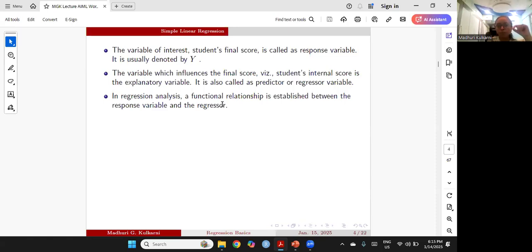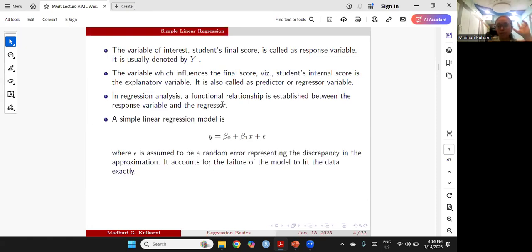Now, in a regression model, we try to establish a relationship between the variable of interest and the predictor variable, which is usually denoted by the letter X. By simple linear regression, we mean that we have just one predictor, and the response variable is always one. Only one quantity you can predict at a time. But regressors can be multiple. So when only one regressor is there, means only one predictor is there, then you can use a simple linear regression model.